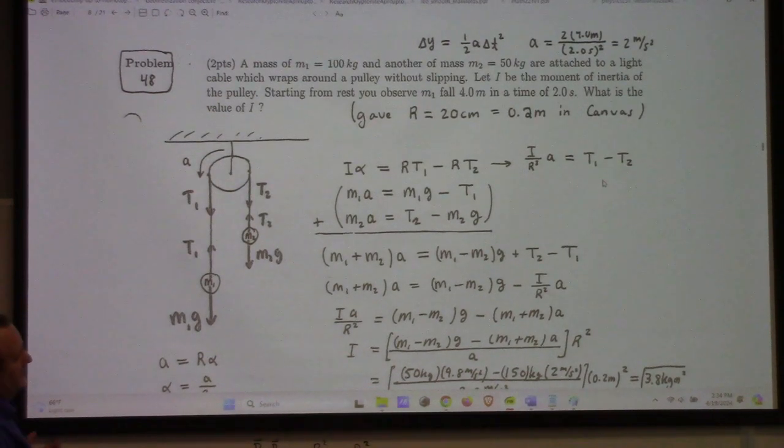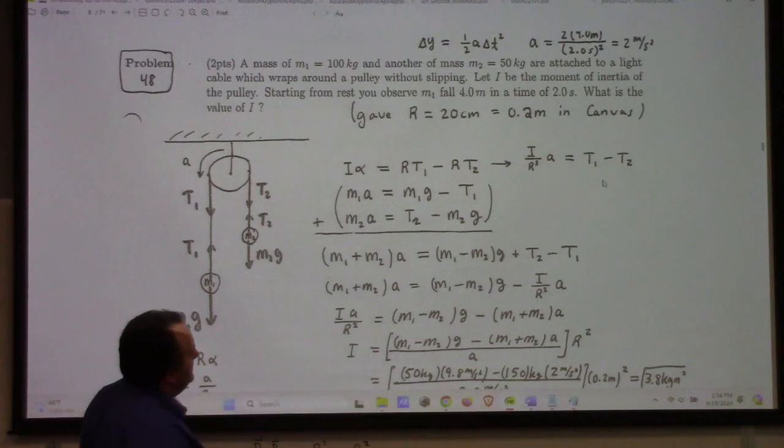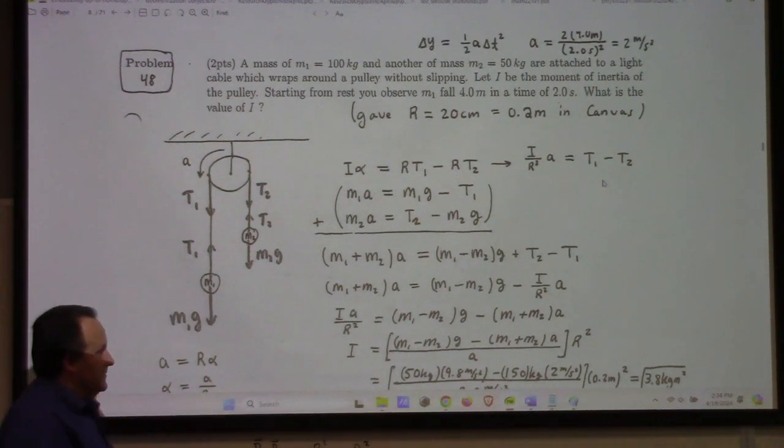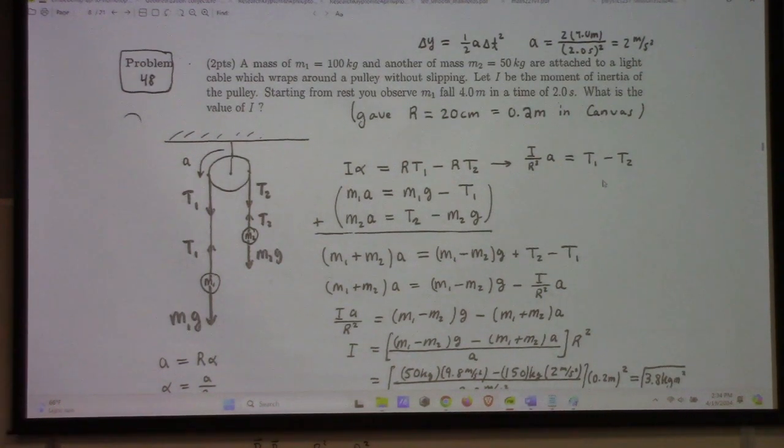Anyway, I then add the equations, and then what do I do next? You replaced T1 minus T2. Oh, yeah, thank you. So you're saying I use this right here, I plugged it in here. Yeah, that is what I did. And then I solved for I, since that's what we're looking for. Anyway, so there's that one.